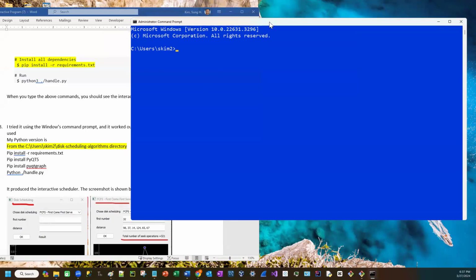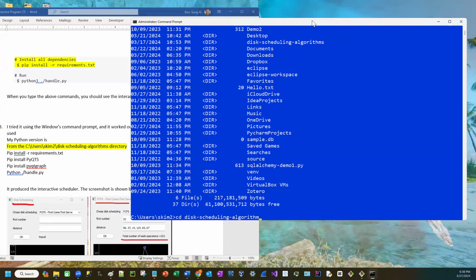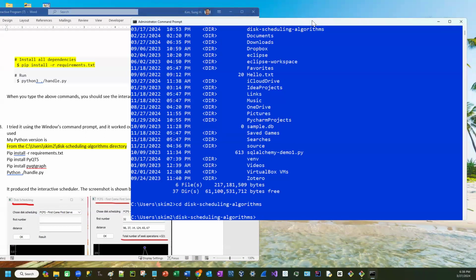This way so you can see both. And so I'm going to do a dir, and here it is, right? So you see that I do have this directory. So I'm going to need to move into that directory, right? So I'm going to say cd disk scheduling algorithms. There we go. So there it is.